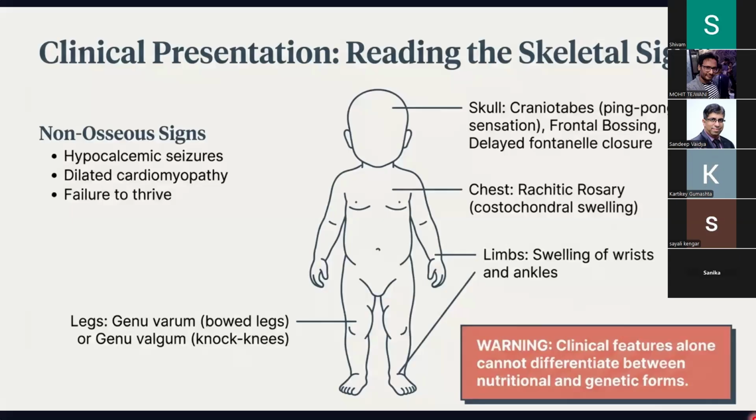And as we said earlier, in the lower limbs there are wrist swelling or ankle swelling, and deformities of the lower limbs. Some non-osseous signs like hypocalcemic seizures or dilated cardiomyopathy, which are basically due to hypocalcemia, can also occur. But these are very severe signs, and occur when there is systemic involvement as well. So these clinical features can be common in all types of rickets. By these features alone, it's not possible to differentiate which type of rickets it is.